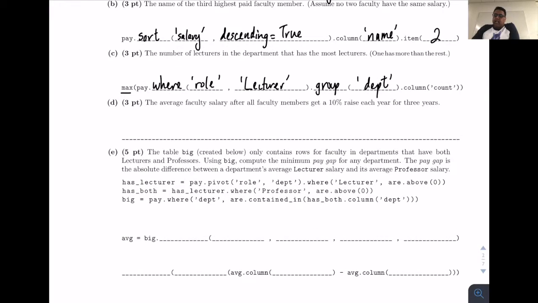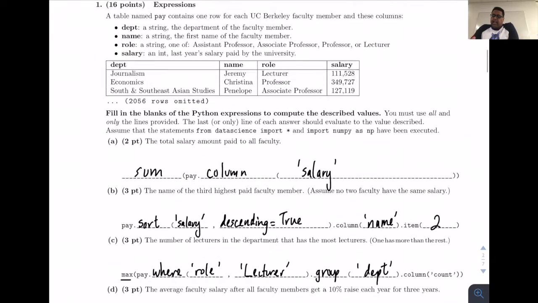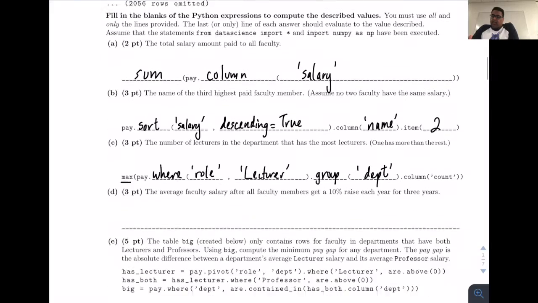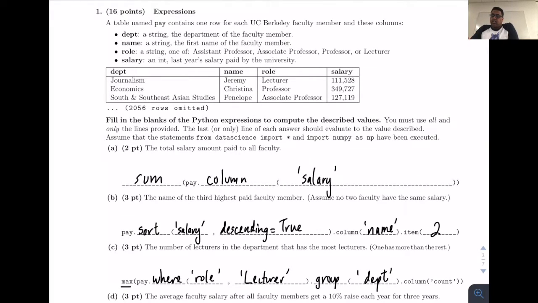Now problem D, we want to find the average faculty salary after all faculty members get a 10% raise each year for 3 years, right? So one thing to notice here is that if we have some sort of function that can go through and transform each number in salary to its new salary value 3 years from now, then taking the average afterwards is equivalent to averaging them now and then applying the transformation that will give us the new salary values 3 years in advance.